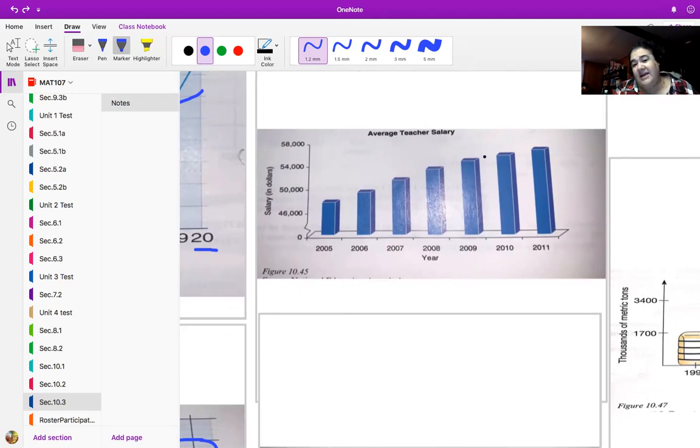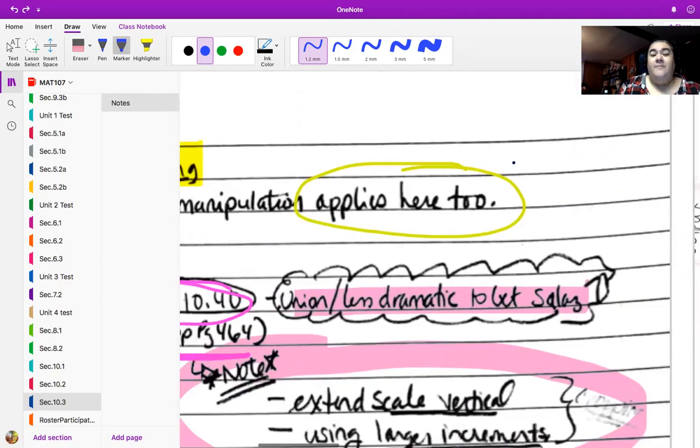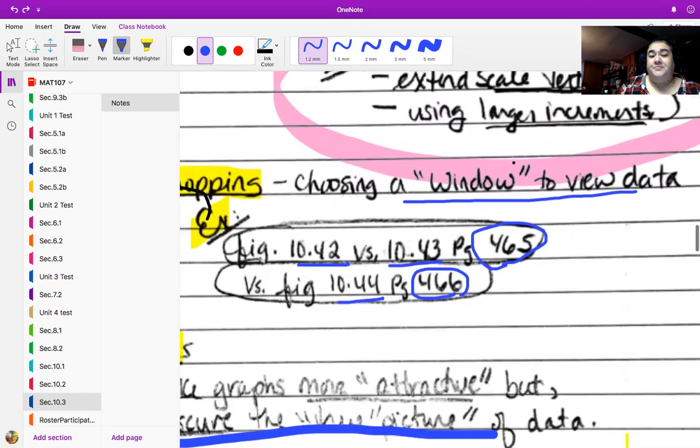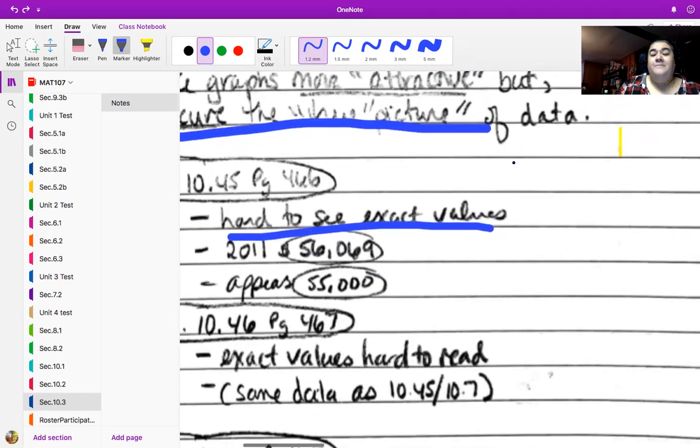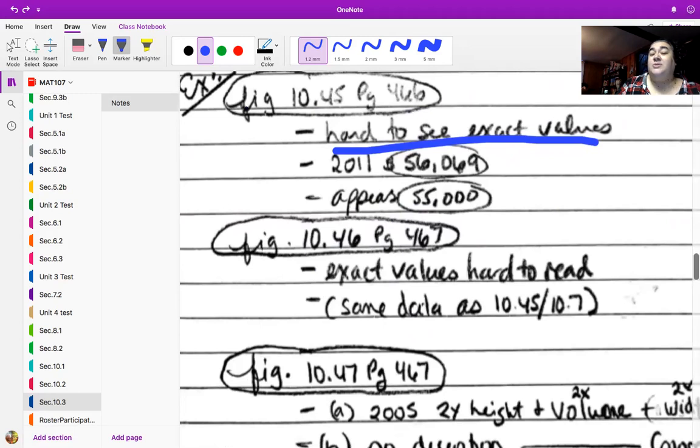way it is seen, it's kind of hard to tell. You might guess that this is more like 55,000 when in reality it's nearly 57. Okay, so that's one of the things that you're supposed to notice that's misleading. The other thing you're supposed to notice, okay, is if you look at the next graph we're going to look at, the exact values again are hard to read. And so it's this, even though it's the same data as we're looking at here in 1045, okay?